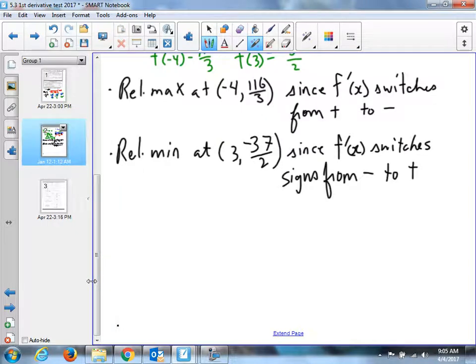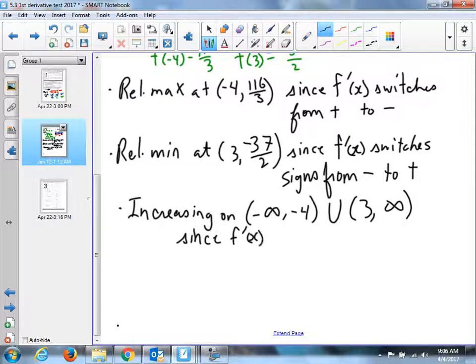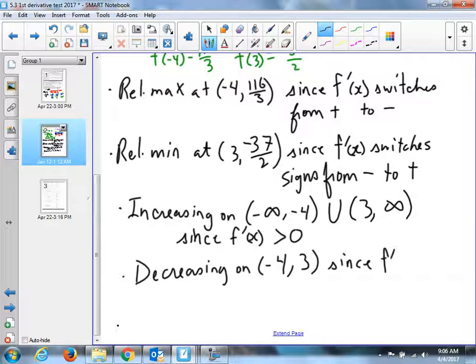So, what do you want? The function is increasing on negative infinity to negative 4, in union with 3 to infinity. And that's since it's positive. Since f prime of x is greater than 0. Decreasing on negative 4 to 3, these x values, since f prime is less than 0. Right?